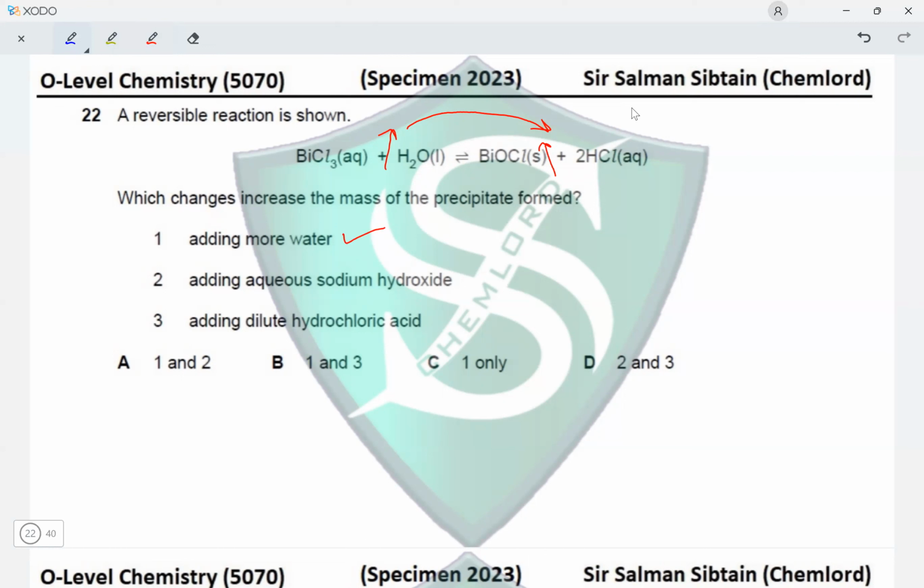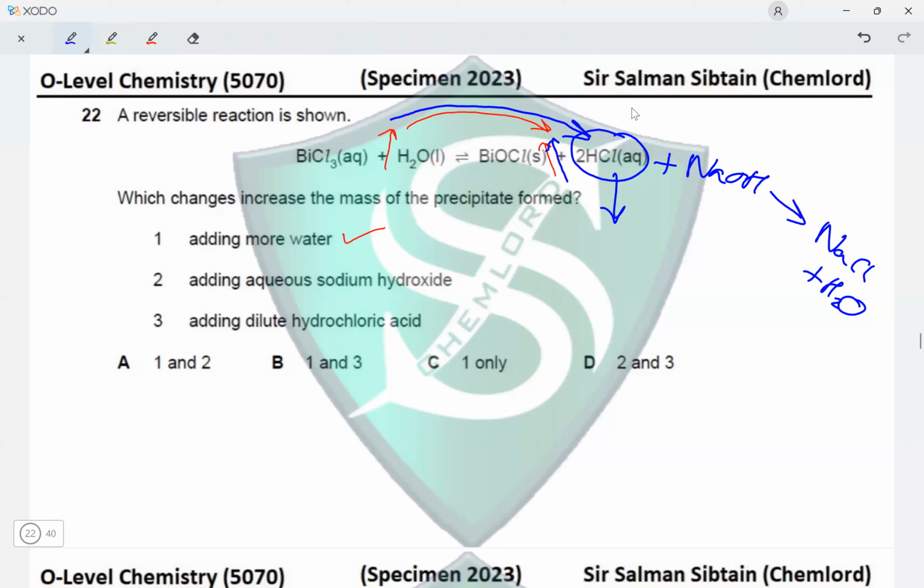Option 2, adding aqueous sodium hydroxide. Sodium hydroxide is a base. Sodium hydroxide would react with the acid present in the solution and it would convert it into salt and water. Now, what will happen is the quantity of HCl present would decrease. If the quantity of HCl present decreases, then the equilibrium is favored in the forward direction to increase the quantity of HCl. And as a result, if the concentration of HCl increases, the mass of precipitate will also increase, making option 2 a correct option as well.